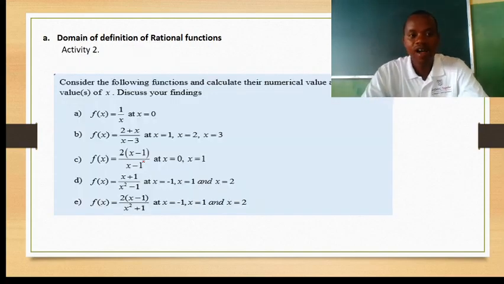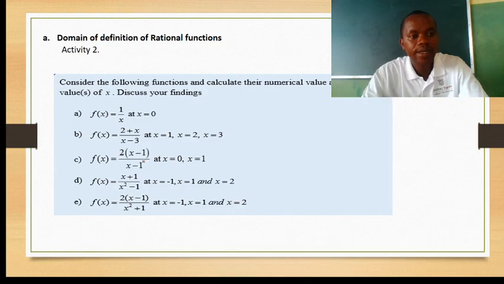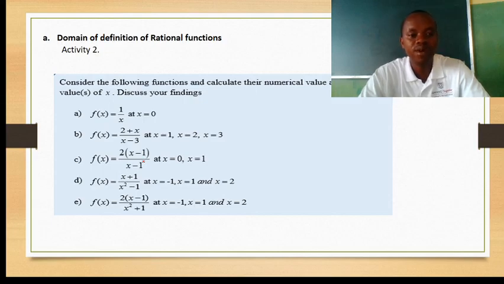Now we have part B: the domain of definition of rational functions. We have an activity here. Consider the following functions and calculate their numerical value at the given value of x. Then, after getting that value, you think critically about those answers that you get.